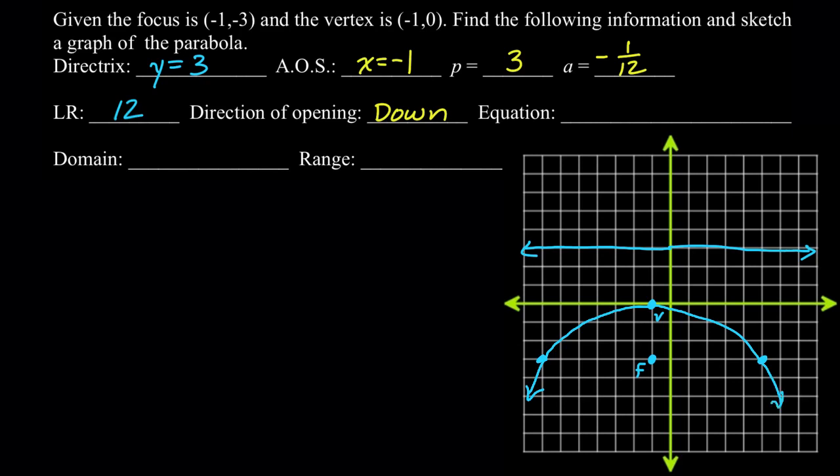That's going to give us our equation. It opens down, which means our equation starts with y equals. Then we have a, which is -1/12, (x minus h), and your h value is -1, so (x plus 1) squared, plus k, and our k value is 0. And so that's going to be our equation.